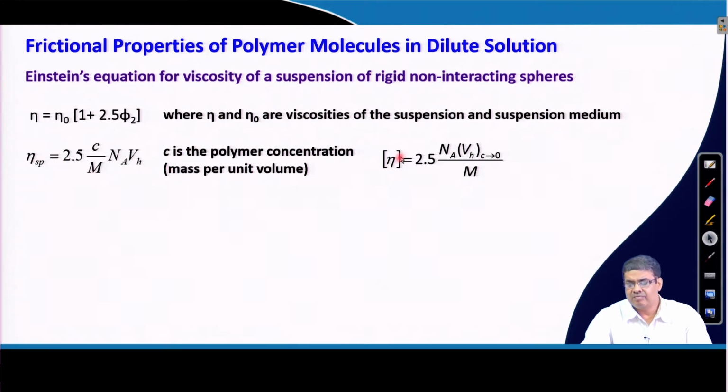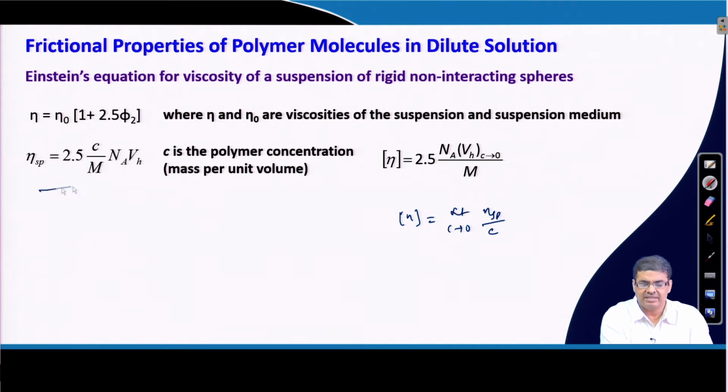Now, we know intrinsic viscosity, which is given by the limit as C tends to 0 of eta sp by C. So, if we rearrange this expression, we bring C into the denominator, then we can write intrinsic viscosity as this expression, where we are writing Vh, the hydrodynamic volume, when concentration is tending to 0.